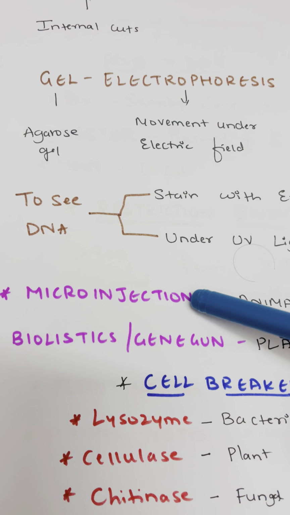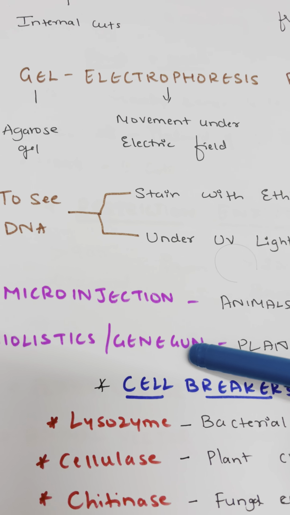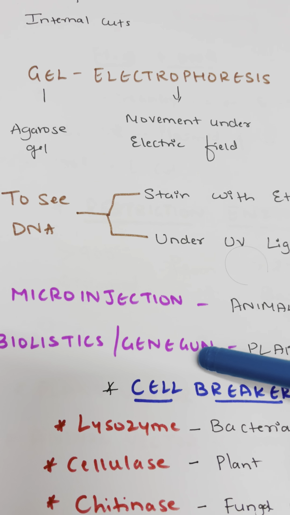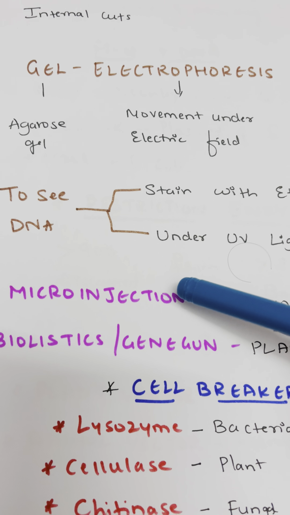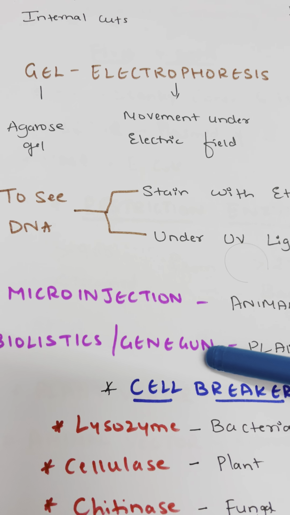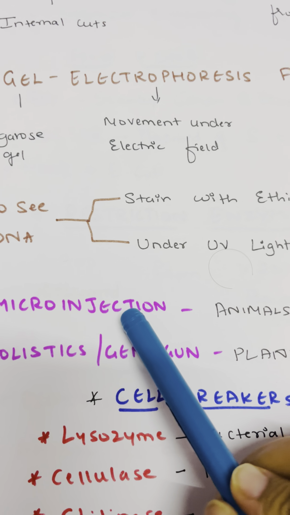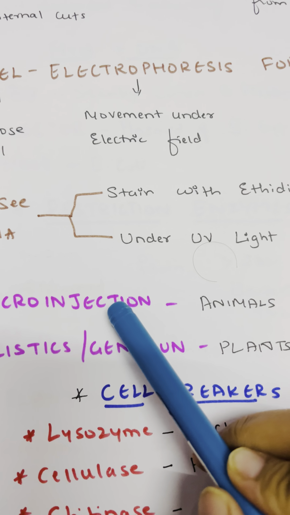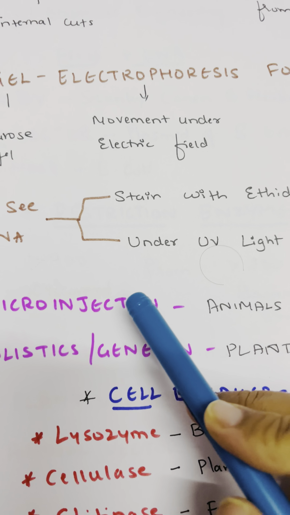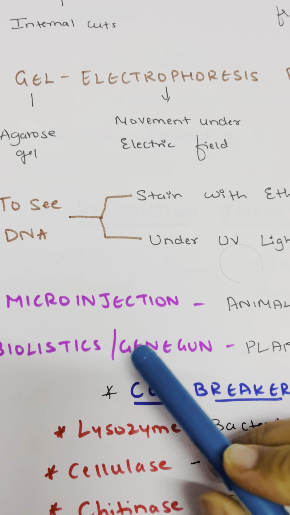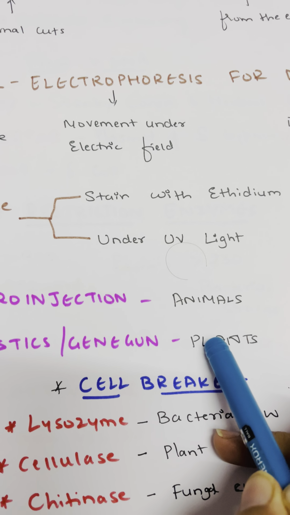Next, now there are two more techniques here. One is microinjection, the other one is biolistics or gene gun method. But don't get confused. How to remember which method is used for plants and animals? See, you remember injection. Usually injection is given to animals or humans, you can say. So microinjection for animals and biolistics or gene gun for plants.